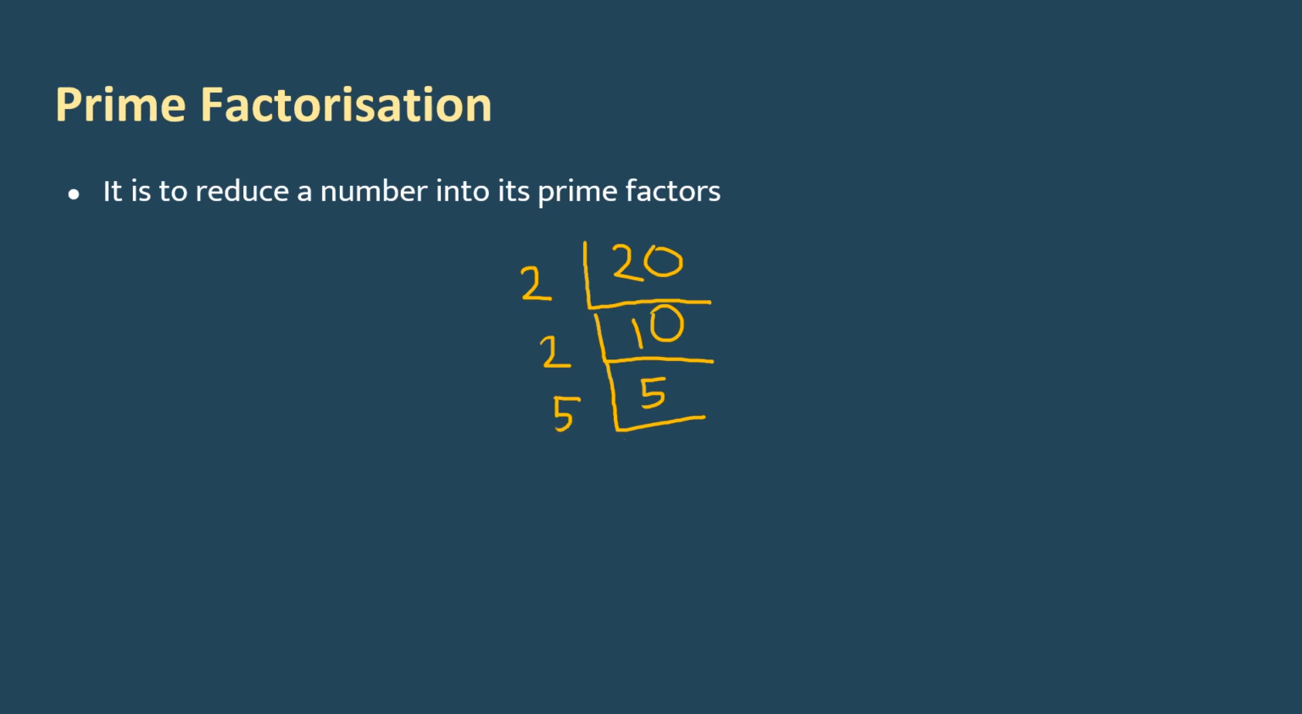So once you reach 1, you know that is the end. So this means that 20 equals 2 times 2 times 5. We can rewrite it as 2 to the power of 2. Why to the power of 2? Because there are two 2's. There is one 2 here and another 2 here, so it's squared.